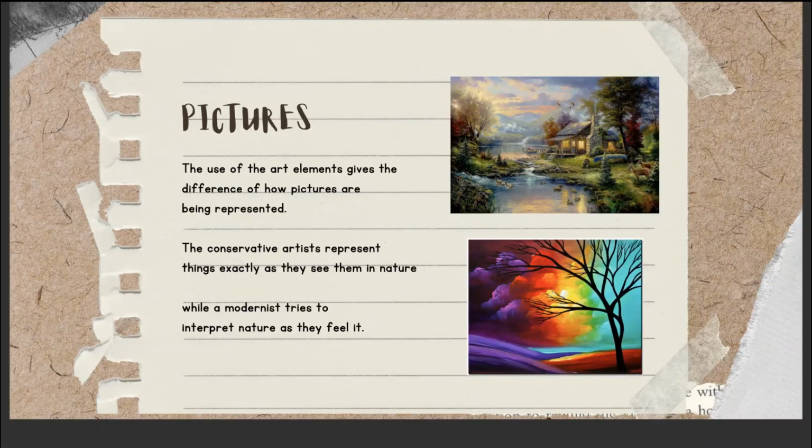Okay, the conservative artist. As mentioned here, conservative artists represent things exactly as they see them in nature, like this. While a modernist tries to interpret nature as they feel it, like this. That's why you notice this one is not realistic, because it depends on what the artist wants the audience to feel, similar to what he feels. That's probably why he put these different colors in the artwork. Whereas here, class, this is more realistic, because that's a conservative artist. So that's how we use the art elements in pictures.